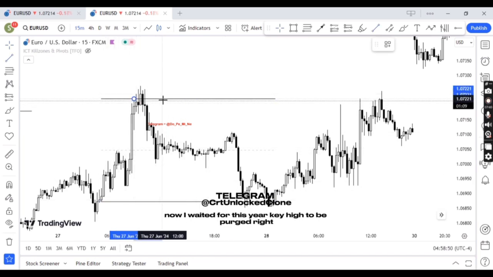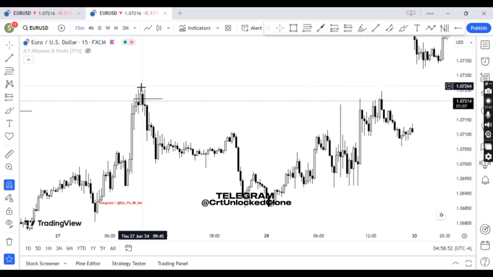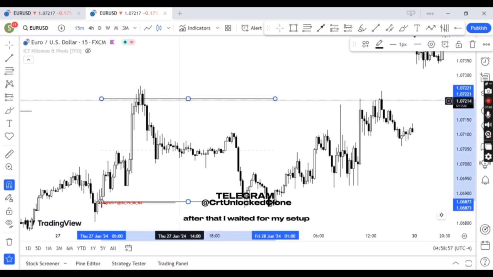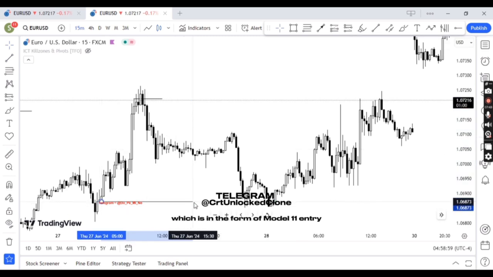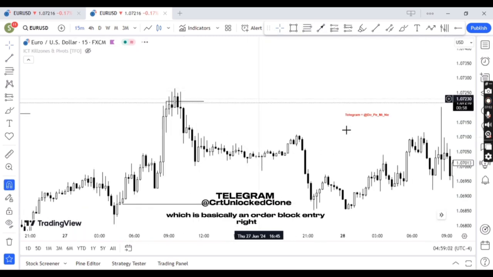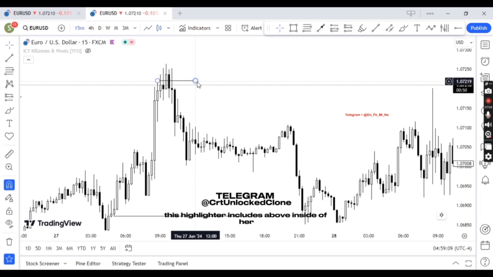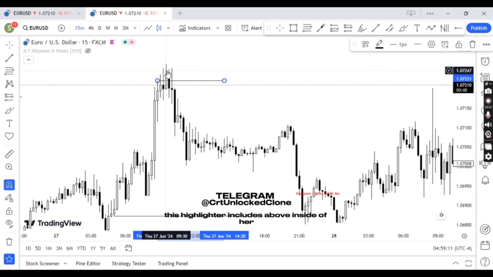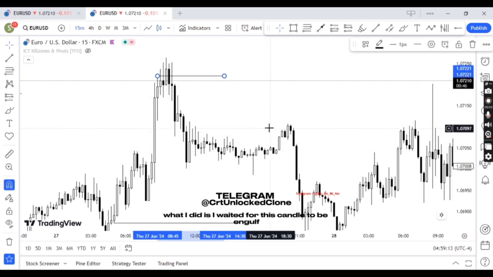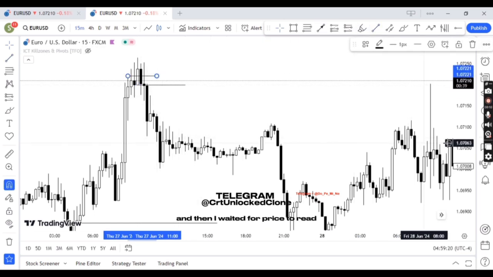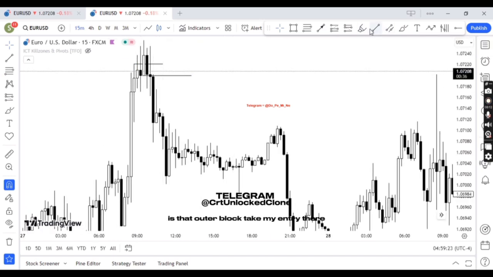Now I waited for this CRT high to be purged, right? And as soon as this high was purged at the 9 a.m. Eastern time here, after that I waited for my setup, which is in the form of a model 1 entry, which is basically an order block entry, right? So now you can see that this candle right here is the candle that dug above this high and closed back inside of it. Now what I did is I waited for this candle to be engulfed, meaning I waited for price to close below this candle, and then I waited for price to retest that order block and took my entry there.